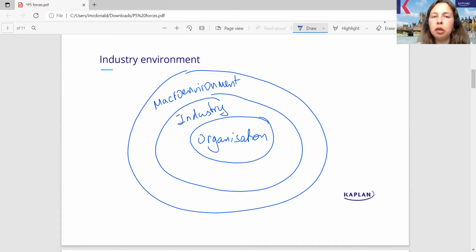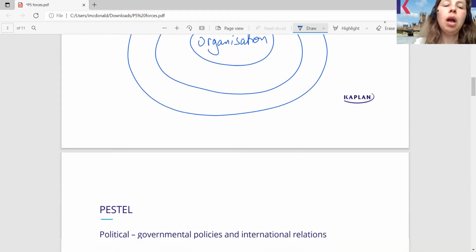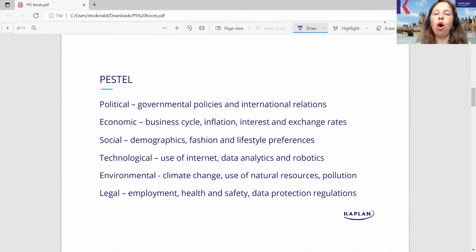Those are the factors that will affect all organizations in our country, in our economy. So all organizations will have to adjust to those macro environmental trends. Let's now consider those macro environmental trends. What will we need to adjust to? And a useful framework for analyzing the macro environment is PESTLE. As you can see, PESTLE stands for political, economic, social, technological, environmental, and legal factors.